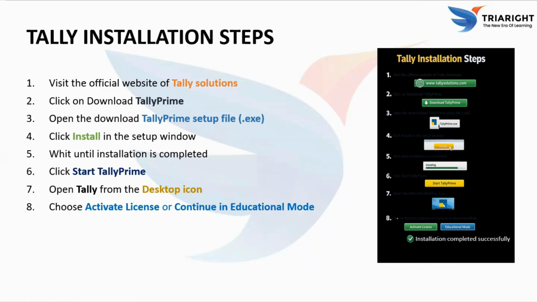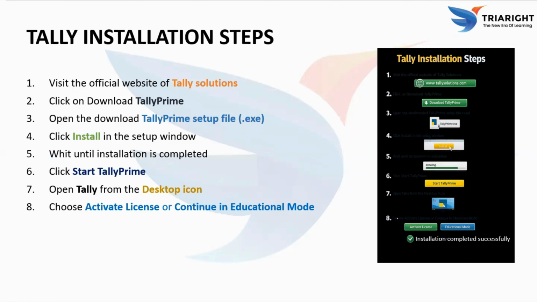Before we can use TallyPrime, we need to install it on our computer. Here is how you do it step by step. Step 1. Download TallyPrime. Visit the official website of Tally Solutions. Click on Download TallyPrime. Then run setup. Open the downloaded TallyPrime setup file, the exe, and then click install in the setup window. Wait until the installation is completed.